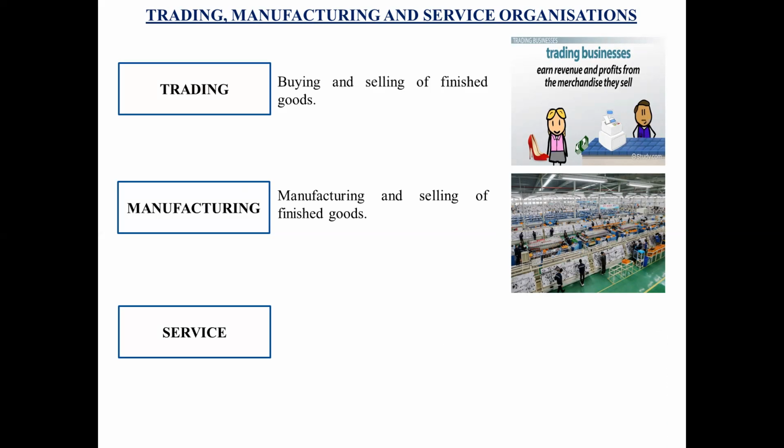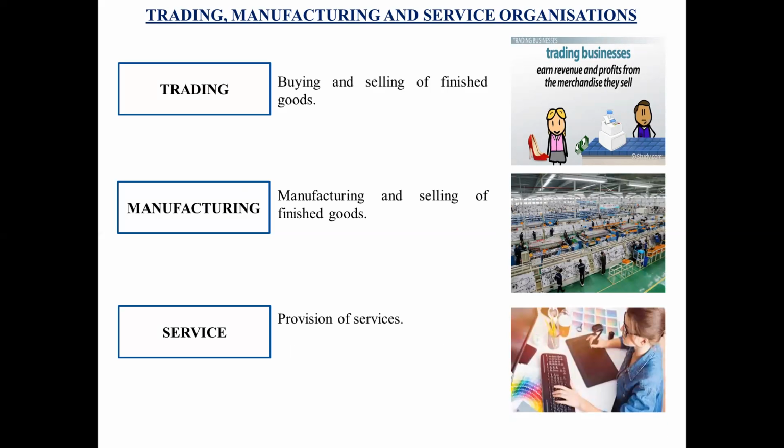Then third, we have service organizations. The service organizations are different from trading and manufacturing in the sense that they normally do not provide any product, they provide services. So a service organization is basically concerned with provision of services. So these are the three types of organization: trading, manufacturing, and service organizations. Over here, we are concerned with manufacturing organizations because the accounts of manufacturing business is connected to a manufacturing organization.